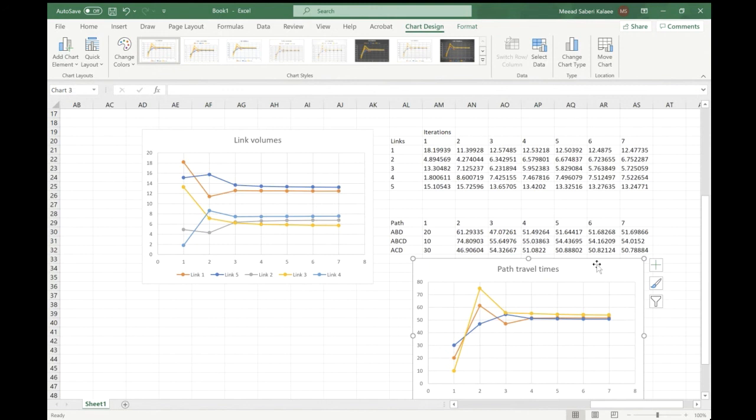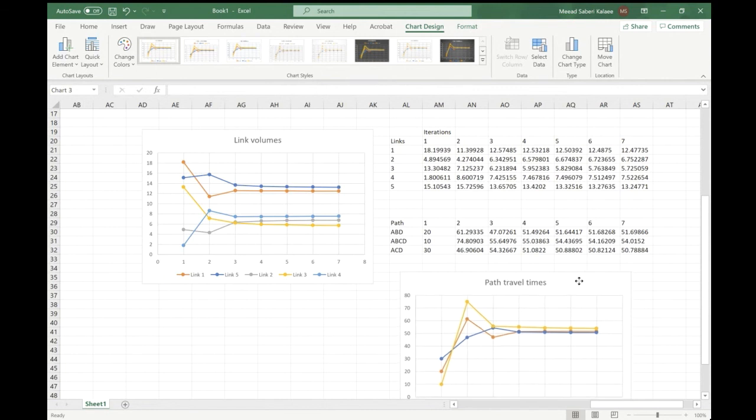Yeah, it follows pretty much the same pattern. You can see that after iteration 3 and 4, things start stabilizing and path travel times are not changing much. That is an indication of convergence, I would say. And then you can set up a convergence criterion that, hey, if the changes in the path travel times are smaller than whatever percentage, I can stop my algorithm.